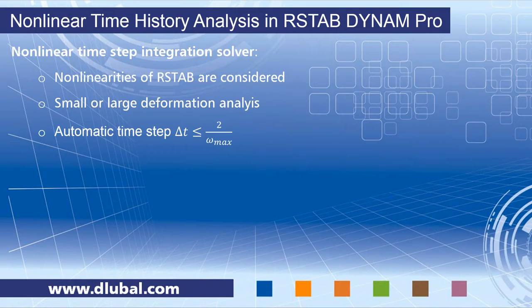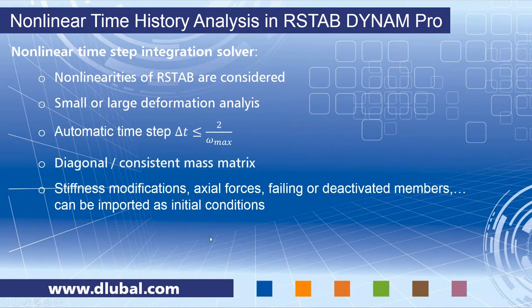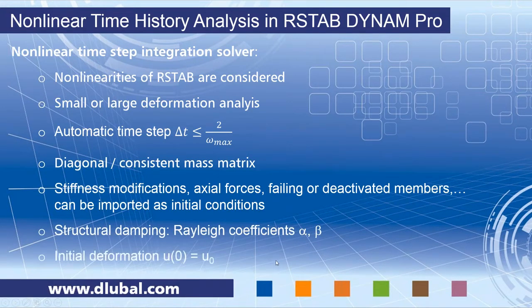When nonlinearities are defined, RSTAB is able to reduce the time step further during the calculation steps. It is automatically reduced as soon as nonlinearities are detected. RSTAB does not use a constant time step. Instead, the time step is optimized during the calculation steps. So you do not provide any time step for calculation in the case of the explicit solver. RSTAB is doing this automatically. As with all the other time integration solvers, you define the mass matrix and you have the stiffness modifications available, it is again the Rayleigh coefficients that are used, and you can also define initial deformations.